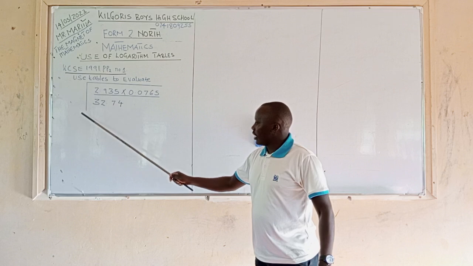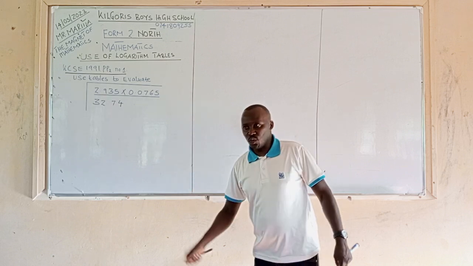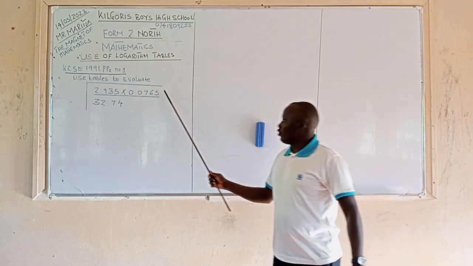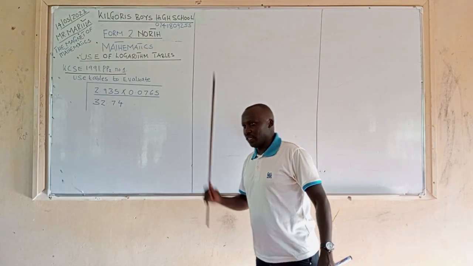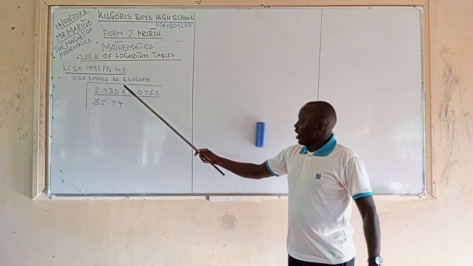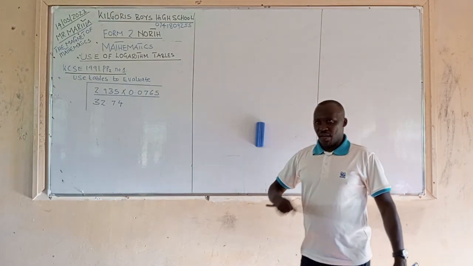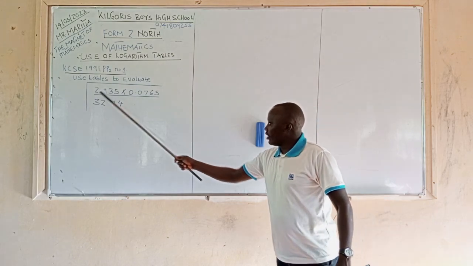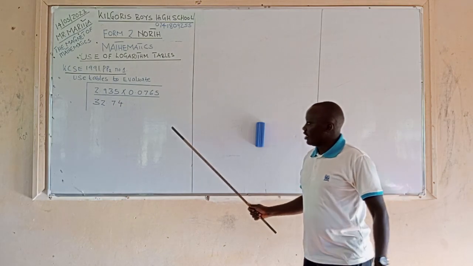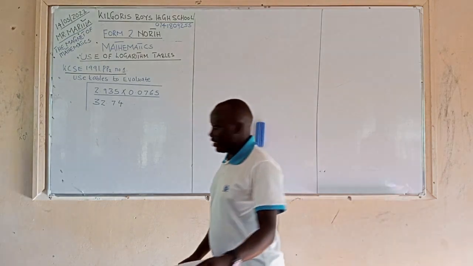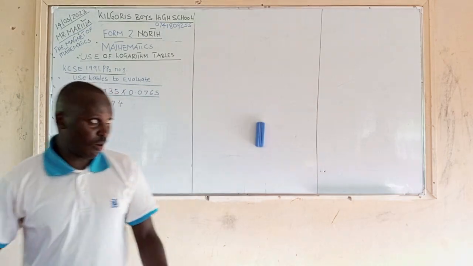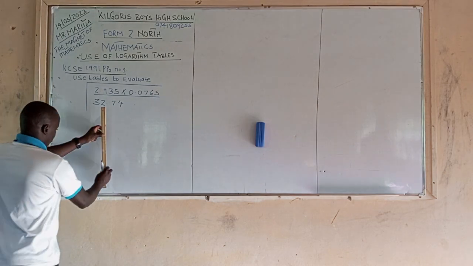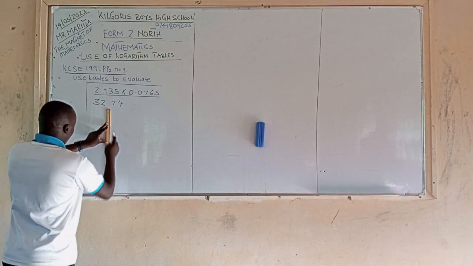When we have a square root like this one, it means we are taking the root of a number, and when taking the root of a number, you find the logarithm of the number, and we divide it by the root. Where we have a multiplication, it normally changes into addition. And where we have division, it will change into subtraction. So in KCSE 1991, this is the question, and let us now try to do it.